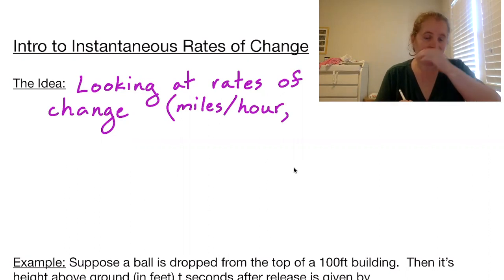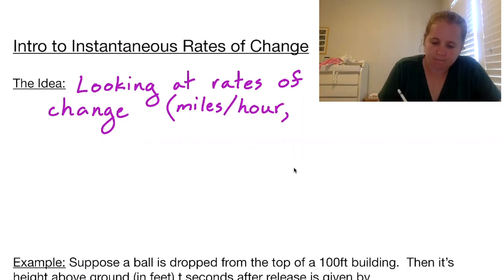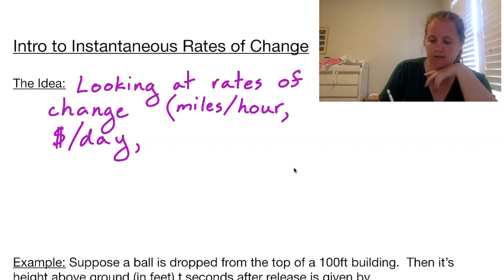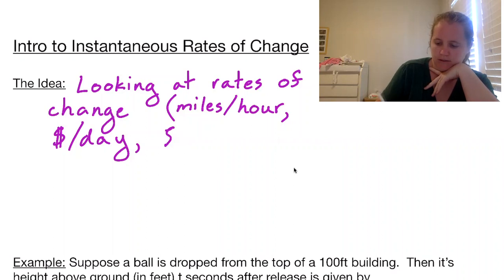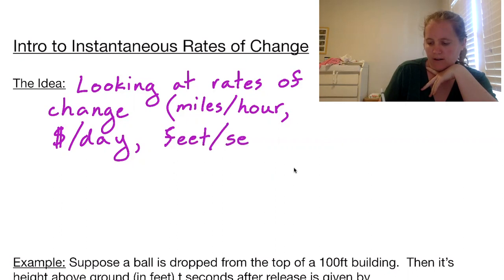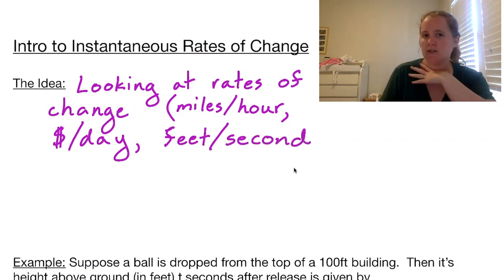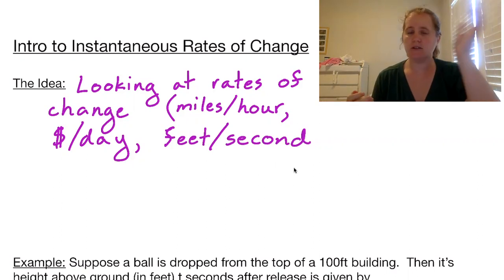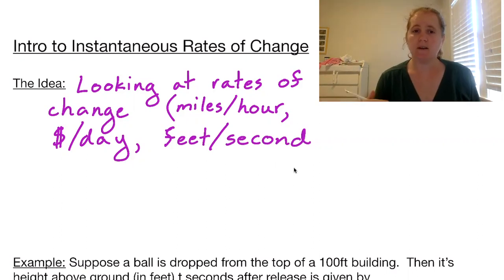We could be looking at dollars earned per day. We could be looking at something like feet per second. Right? Rates of change, we're just looking at how one unit changes as another one changes, how one measurement changes as something else changes, right?